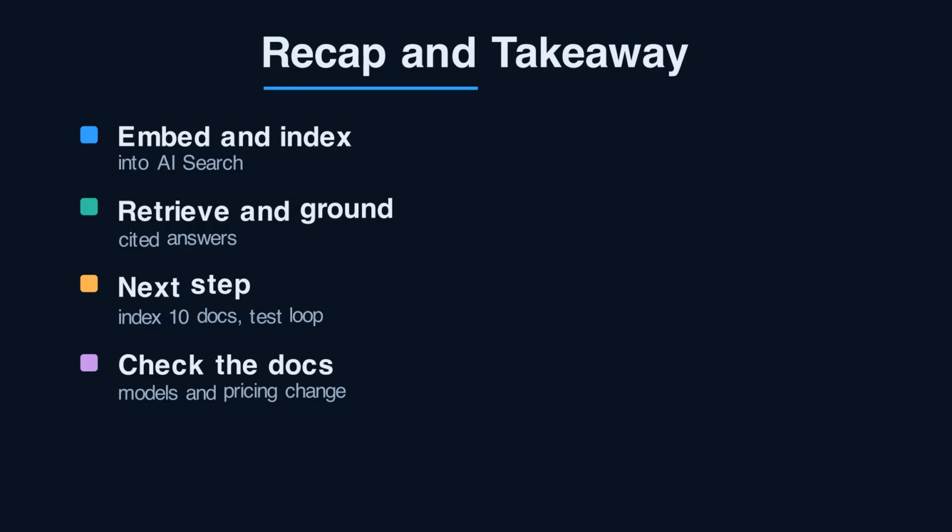Your one concrete next step: stand up an AI Search index with a vector field that matches your embedding model's dimensions, and index just 10 documents to test the loop. Model names, dimensions, and pricing change, so check the current Azure docs before you commit to a model. Build it, verify it, then scale it.